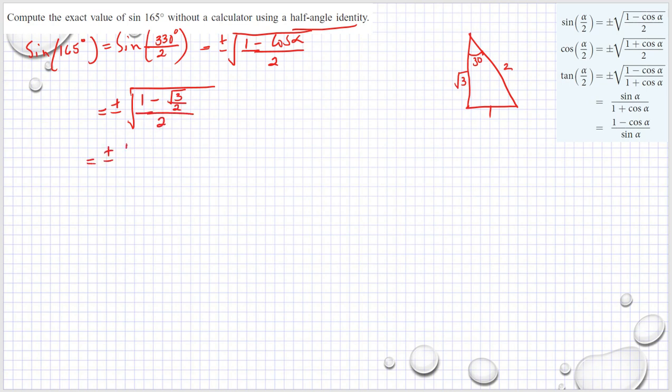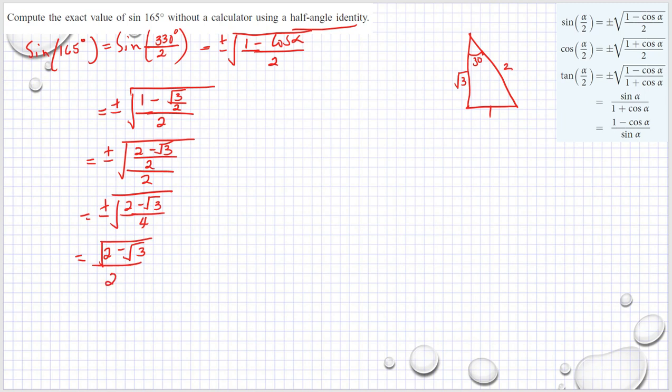We have plus minus the square root of (1 minus square root of 3 over 2) over 2, which is 2 minus square root of 3 over 2, over 2. Plus minus the square root of (2 minus square root of 3) over 4. Then the square root of 2 minus the square root of 3, over 2. But sine 165 degrees is positive in the second quadrant, so this is the answer. We use the positive, I should say. Sorry.